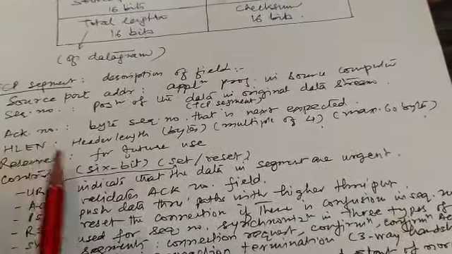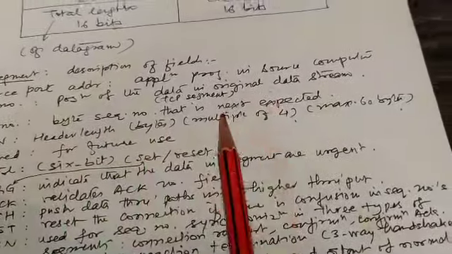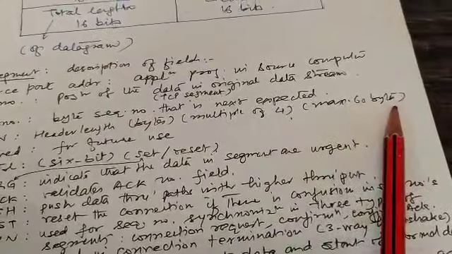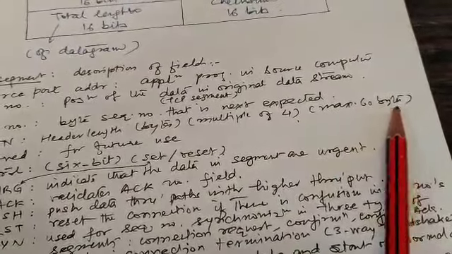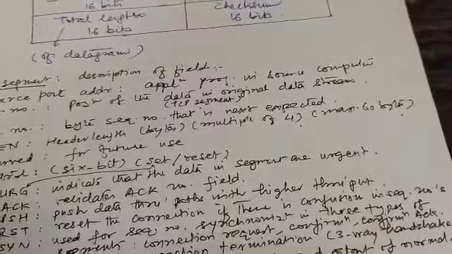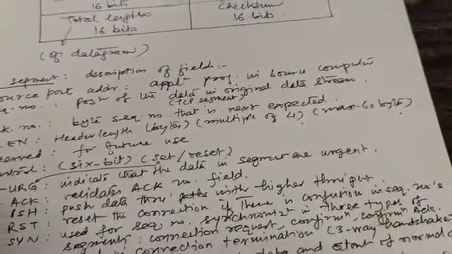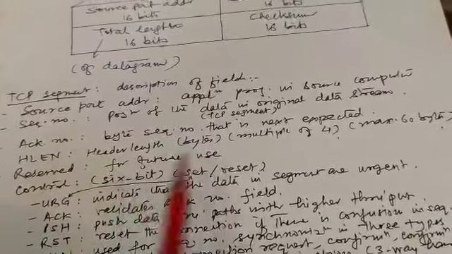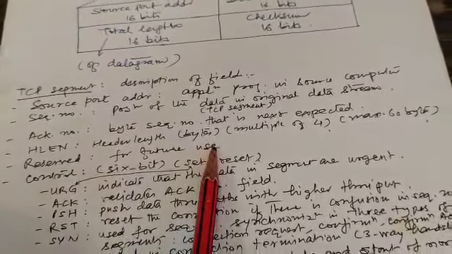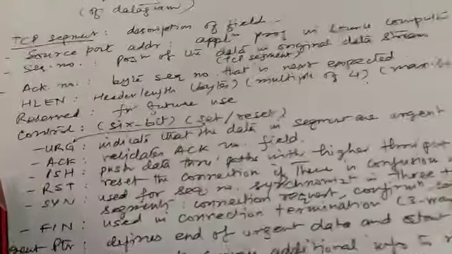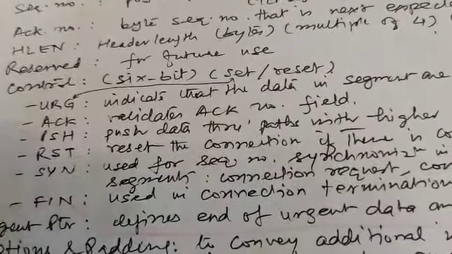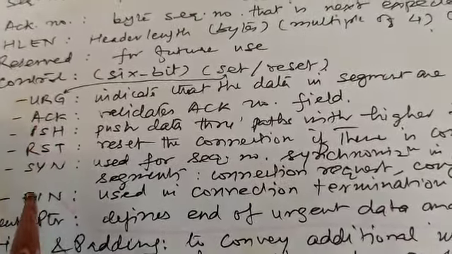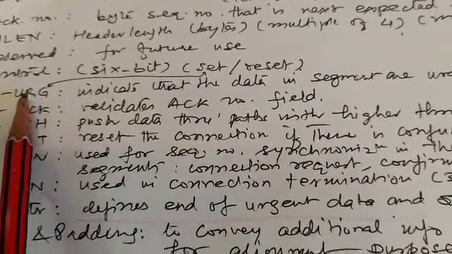Then we have the HLN for header length in bytes. It is again the multiples of 4, maximum 60 bytes, the same way as we have seen in the IP datagram. Then we have the reserved field, which is used for the future use, reserved for the future use. This is followed by, there are 6 1-bit fields each. That means it can be either 1 or 0.